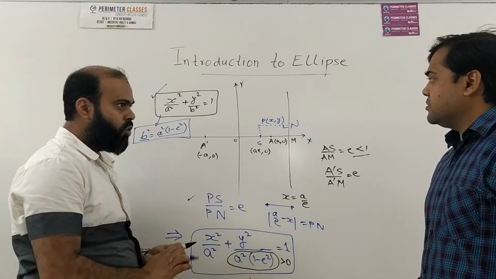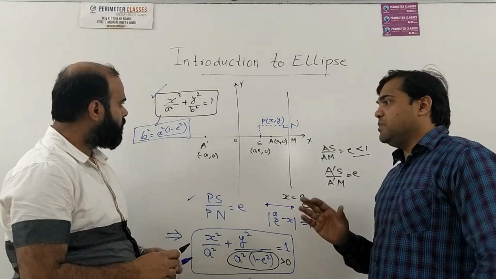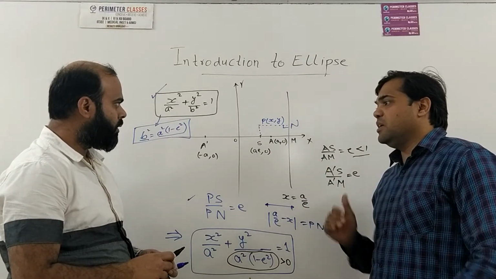This a or 2a is also called the length of the major axis, and 2b is called the length of the minor axis.